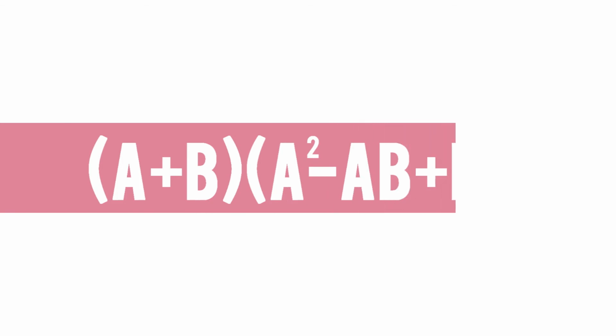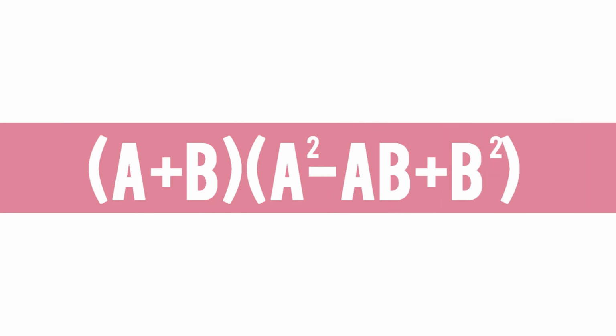Sum of two cubes. If the terms have an exact cubic root, we can apply the sum of two cubes if the sign is positive. First, we get the cubic root of both terms. Then we multiply this times the square of the first term, minus the first term times the second one. Finally, we add the square of the last term.